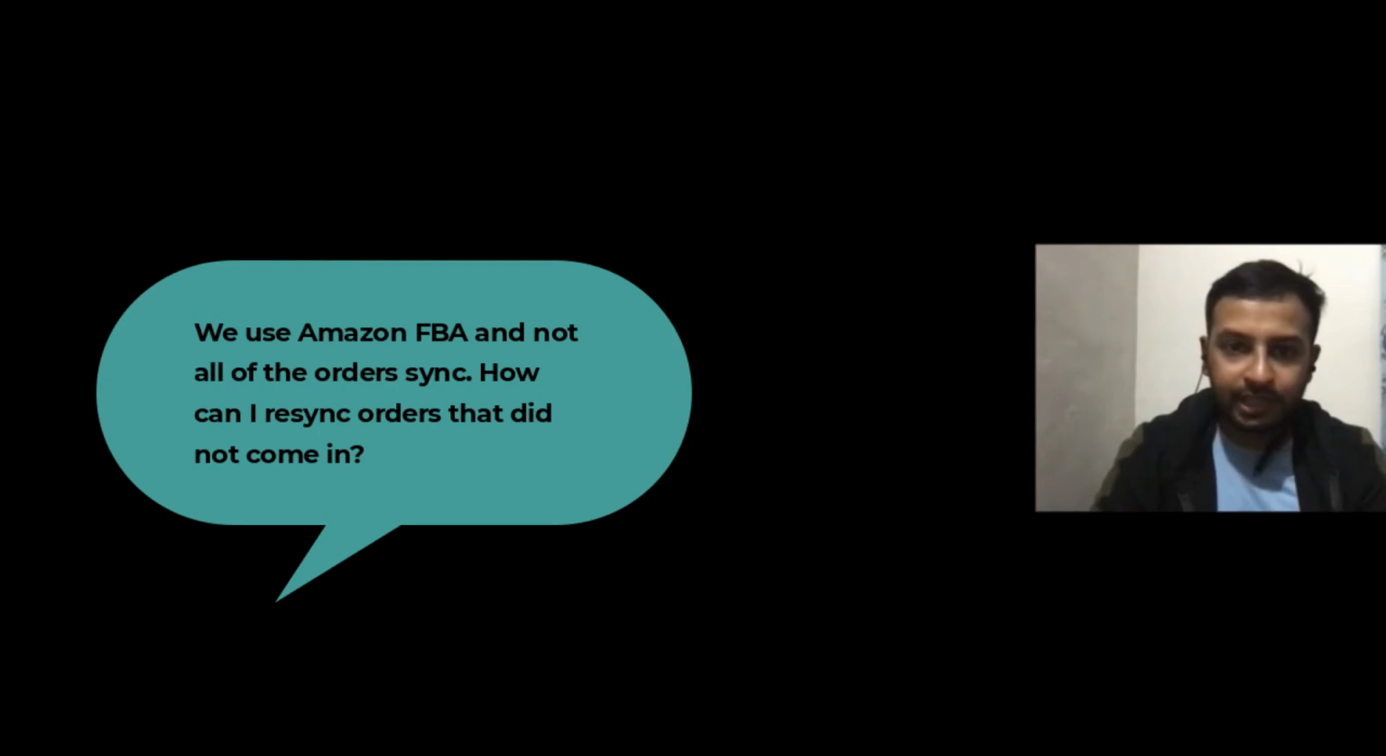We have Amazon FBA and not all of the orders sync. How do we resync orders? I believe they are saying they had some issues with syncing in orders. So resyncing the orders wouldn't be a problem. All you have to do is find the right option available there and just click on resync.